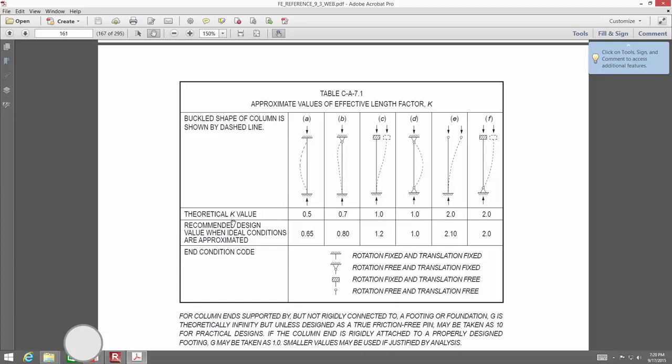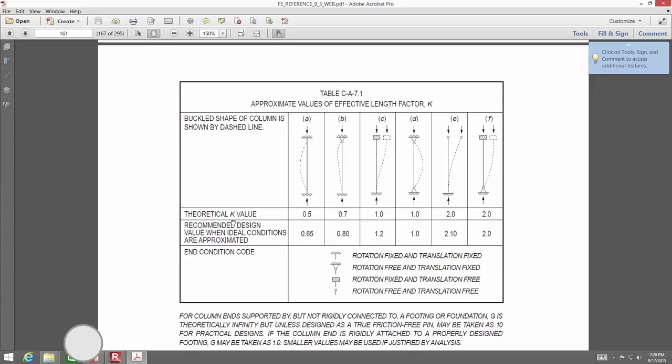They provided the theoretical and the recommended values so that if you ran some software program and were trying to evaluate its effectiveness in calculating buckling loads, it's probably going to spit out the theoretical values to you. But from a recommended design standpoint, use the ones below. So if you got a fixed column, don't use 0.5, use 0.65.